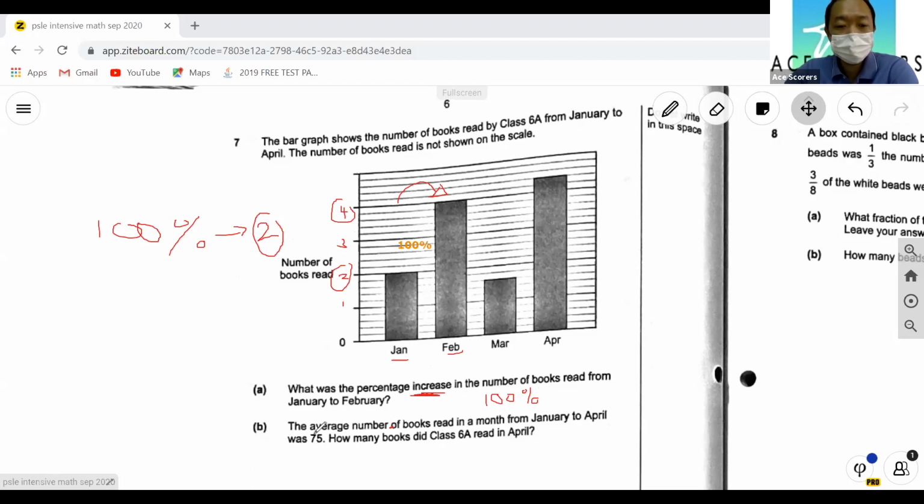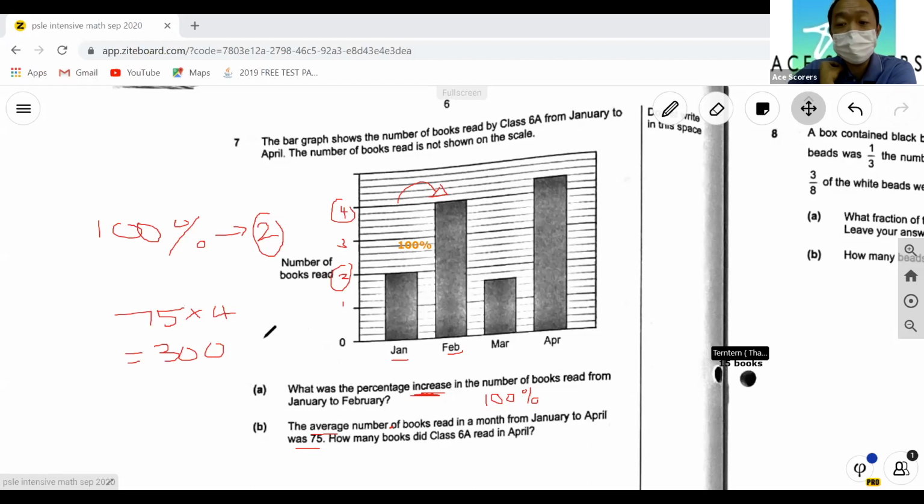Okay, next, another fundamental question. The average number of books read in a month from January to April was 75. How many books did class 6A read in April? So average from January to April, 1, 2, 3, 4, so you take 75 times 4. This is for the average that we learned, which gives 300.